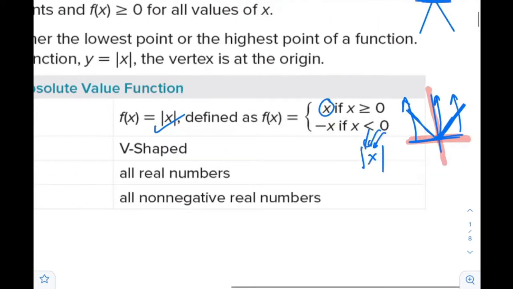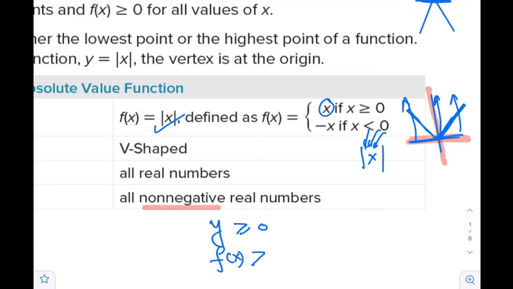So that's why it is all non-negative real numbers, or we can say y is more than or equal to 0. Or you can say f of x is more than or equal to 0.